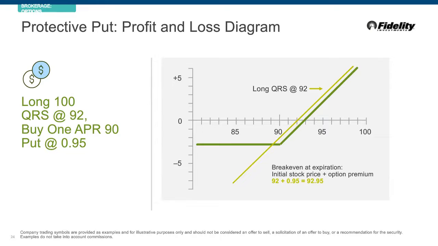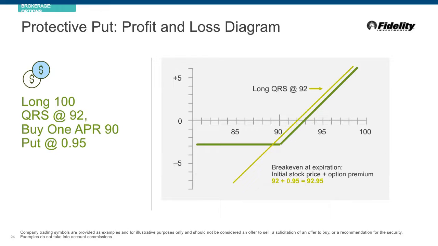Yeah, so as Sam mentioned, this is slightly different than the previous diagrams that we've looked at. For this one, we added the long QRS shares shown as the light green line. We see here that the long shares show a linear relationship. You make money if the stock goes up, and you lose money if the stock goes down. The downside is capped at the value of your investment, which was $92, and your upside potential theoretically is unlimited.